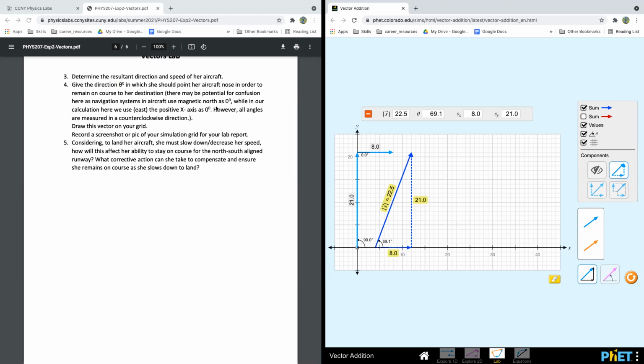So we don't have to worry about their navigation system. Here we don't worry about anything about the navigation system. We just read all the information from here. Basically, if they want the sum to be due north, you have to adjust the direction. Let's see, if I really want to make the sum be north, I have to adjust this one.